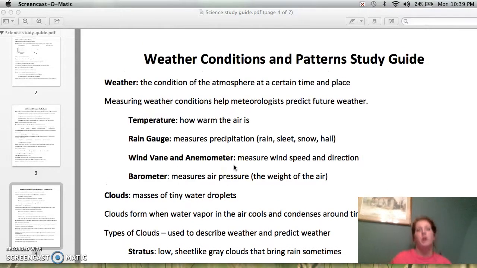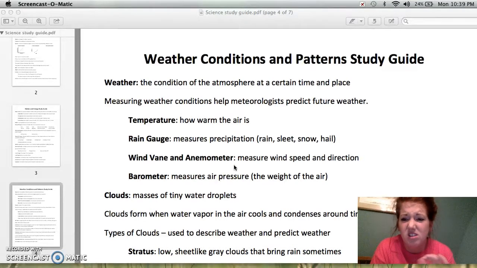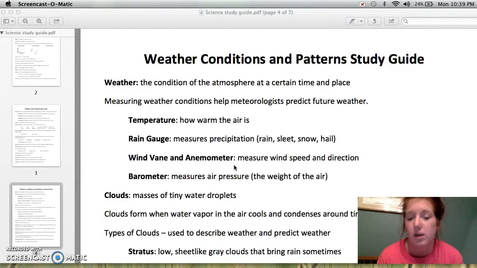All right, so now we're moving on to weather conditions and patterns within that study guide. So this is the hard one, and there's lots of questions on it on the EOG. So first, you really need to understand the difference between weather and climate.